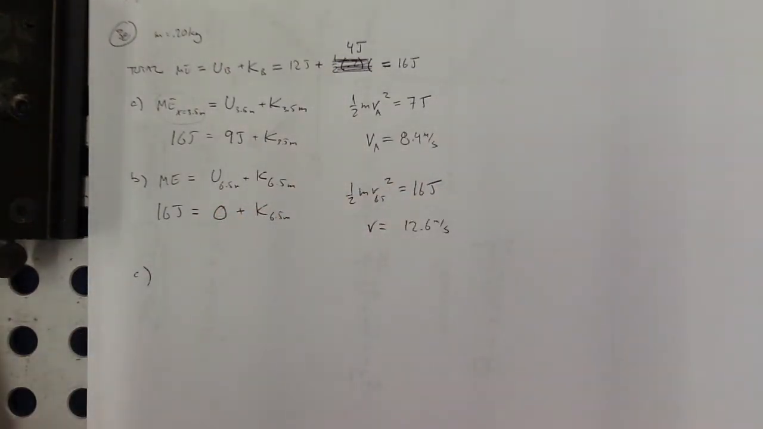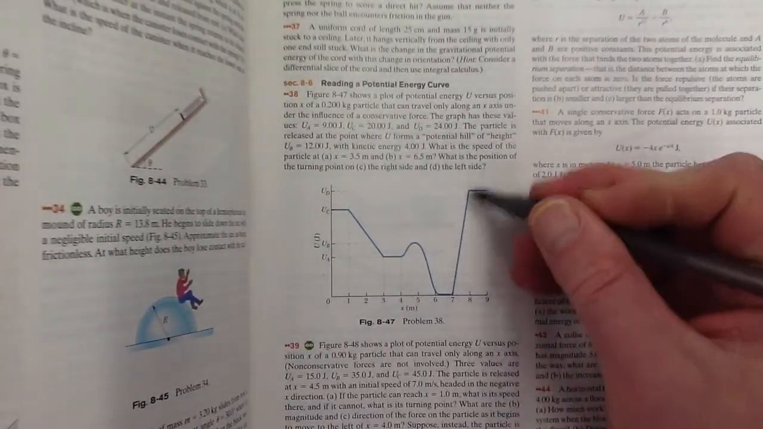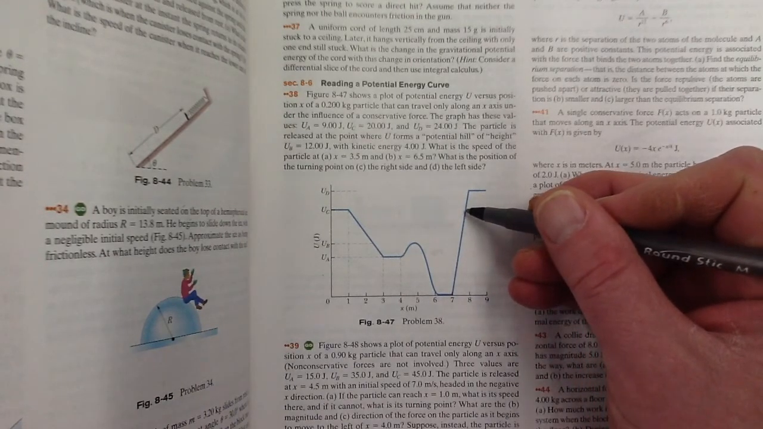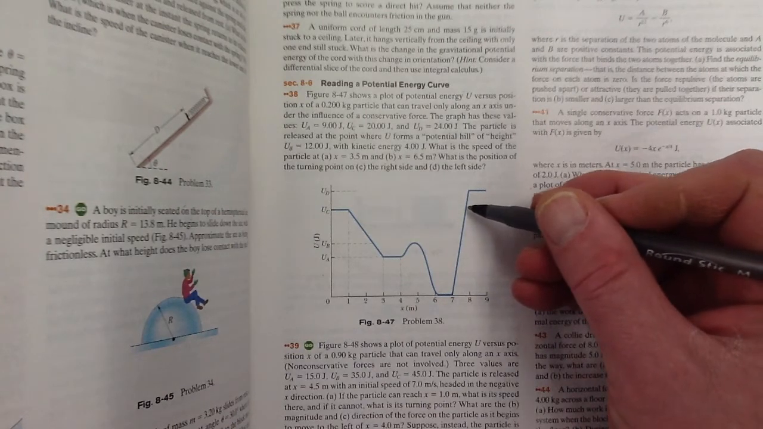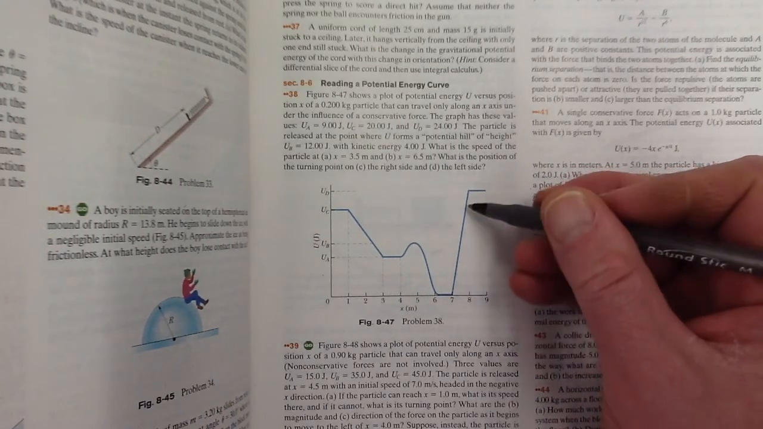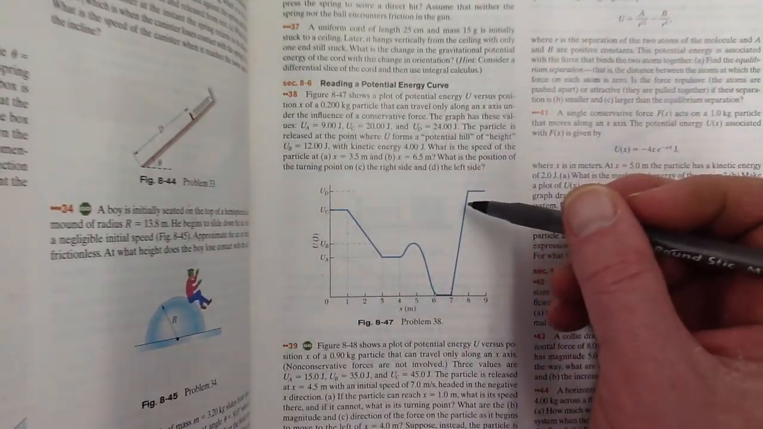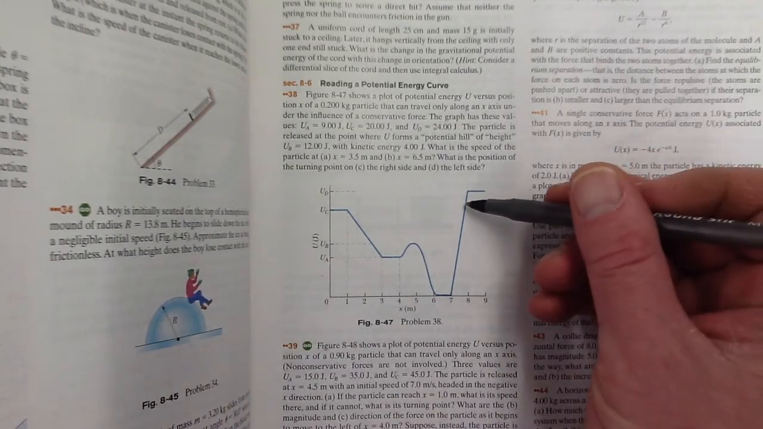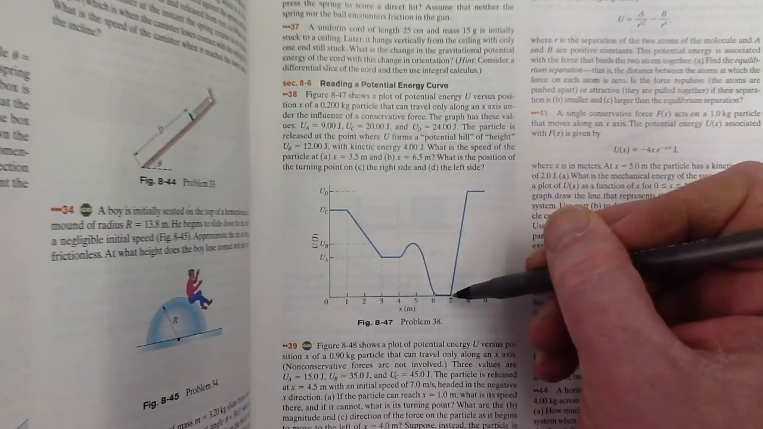In part C, they want to know what's the position of the turning point on the right side. Well, the turning point on the right side is however high up you get on this so that you get to 16 joules. All 16 joules would be potential energy, sorry, and the kinetic energy would be 0, and that's where it would turn around. The turnaround point, just like considerations in calculus class, is where the velocity is equal to 0. When the velocity is 0, it's all potential energy, all 16 joules of it.